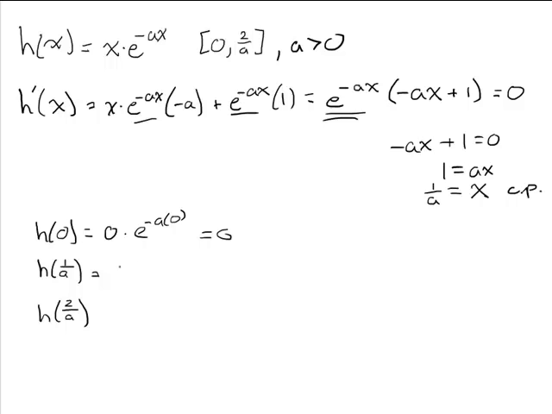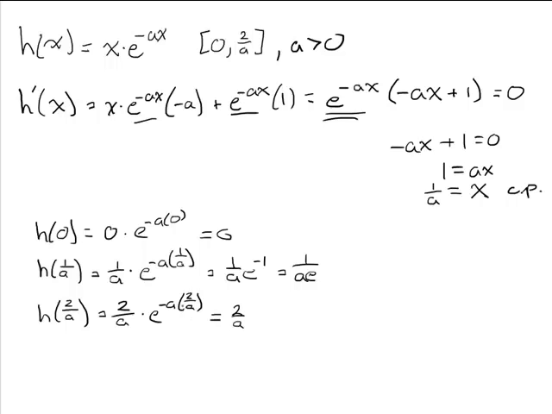H of 1 over a gives us 1 over a times e to the negative a times 1 over a. Negative a times 1 over a, that's going to be negative a over a or negative 1. So we end up with 1 over a e to the negative 1, or 1 over a times e. And this one's going to look really similar. 2 over a times e to the negative a times 2 over a equals 2 over a. Again, those a's will basically cancel, and now we get e to the negative 2, which is 2 over a times e squared. Forgot this 2 right here.